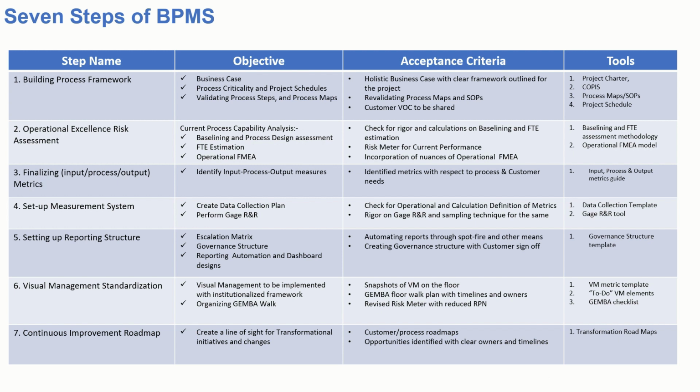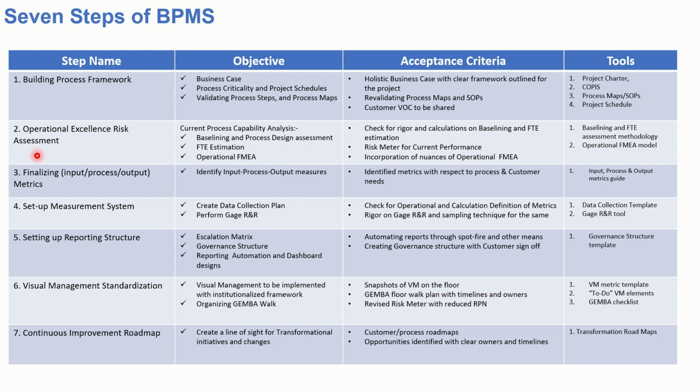These are the 7 steps of a BPMS methodology. Step number 1 is building process framework. The objective of this step is to create business case, process criticality and project schedules, validating process steps and process maps. The acceptance criteria of this particular step is a holistic business case with clear framework outlined for the project, revalidating process maps and standard operating procedures, and the last one is to share the voice of customer.